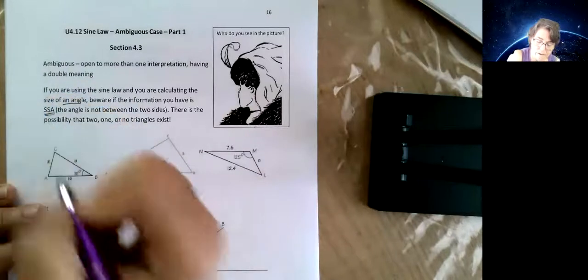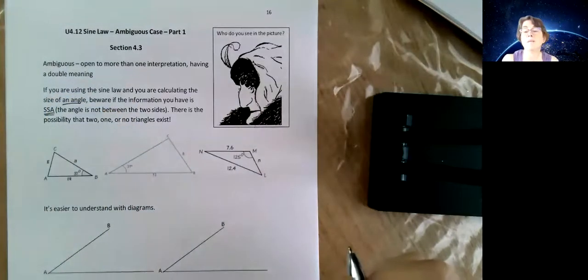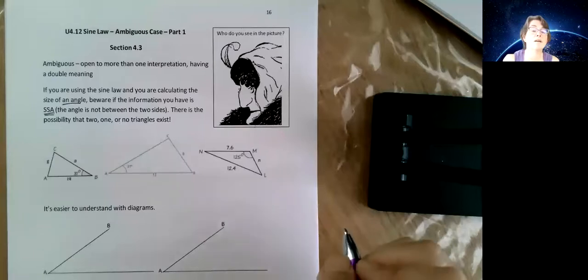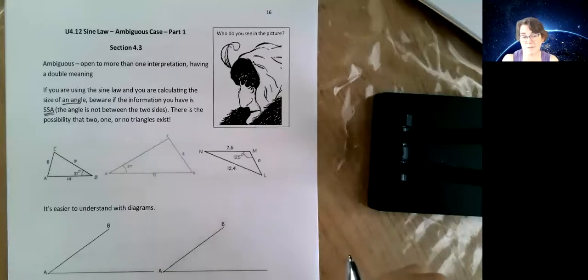Even more fun is this ambiguous case, where depending on the information you have, you can have one triangle, two triangles, or absolutely no triangles. Stay with me. The first thing you have to know is you're going to be calculating the size of an angle, and beware anytime they give you side-side-angle, where the angle isn't between the two sides, because this is where we run into problems.